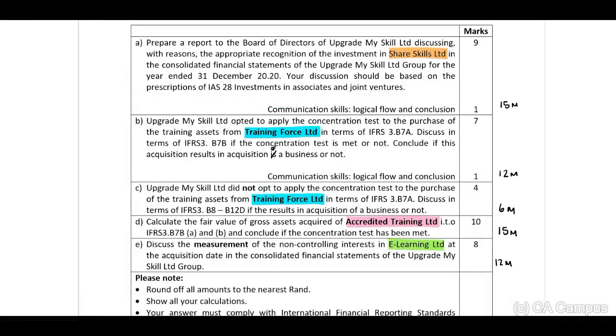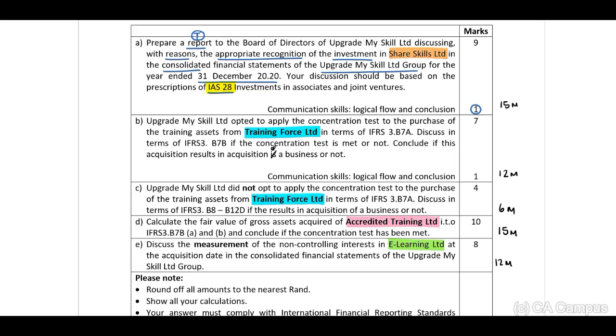Requirement A, prepare a report to the Board of Directors of Upgrade My Skill Limited discussing with reasons the appropriate recognition of the investment in Share Skills Limited and the consolidated financial statements of the Upgrade My Skill Limited Group for the year ended 31 December 2020. Remember, a report, therefore a template. Your discussion should be based on the prescriptions of IAS 28, Investment and Associates and Joint Ventures. Right, guys, they actually tell you to look at IAS 28. 9 marks, 1 mark communication skills, not free but easy.